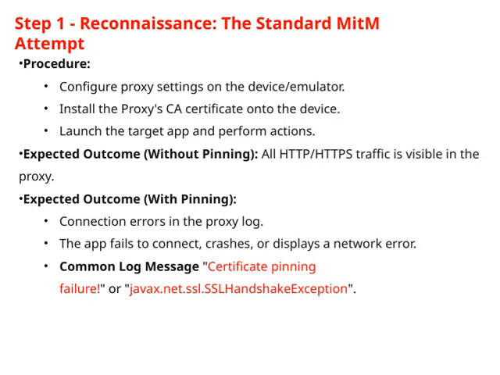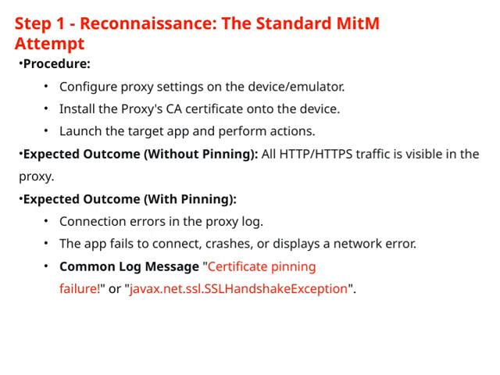Let's walk through the procedure step by step. First, you'll need to configure the proxy settings on your device or emulator. This step is crucial because it directs the traffic through the proxy, allowing us to observe and analyze the data. Next, you must install the proxy's CA certificate onto the device. This certificate essentially acts as a trusted authority, enabling the proxy to intercept HTTPS traffic without raising security alerts.